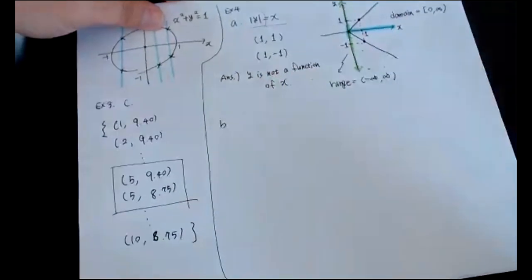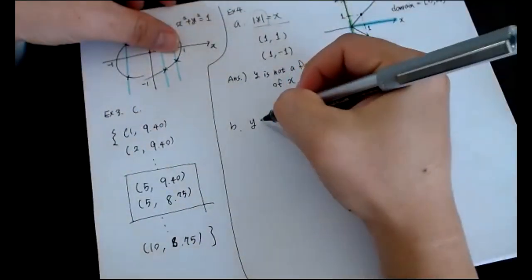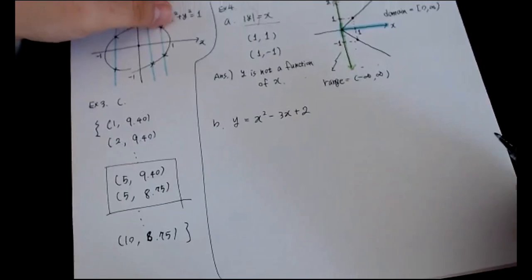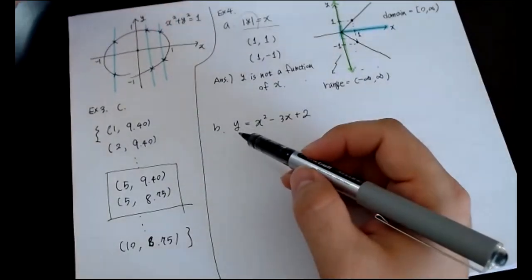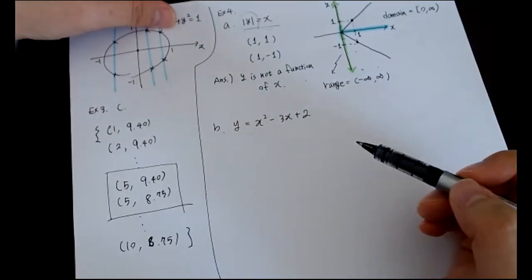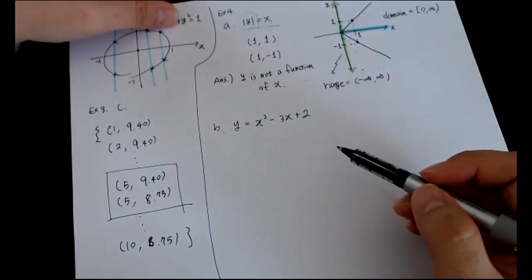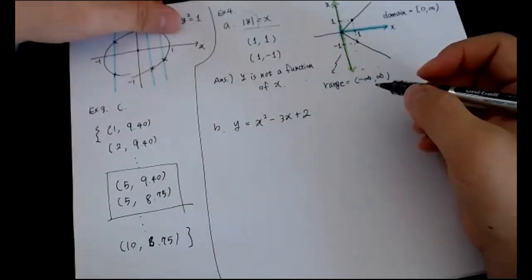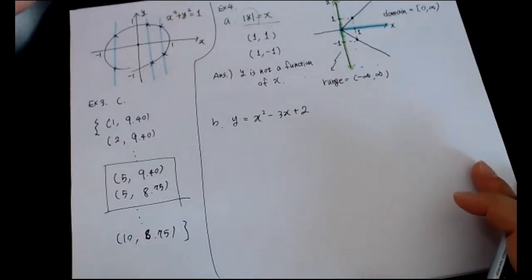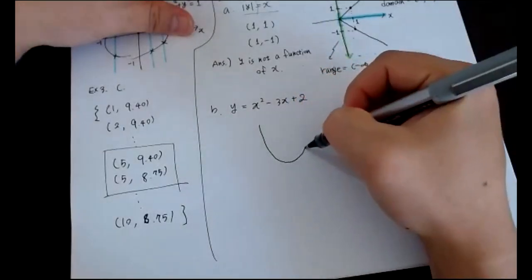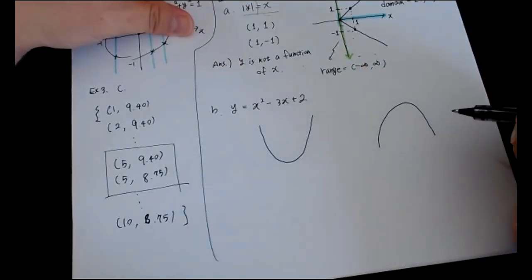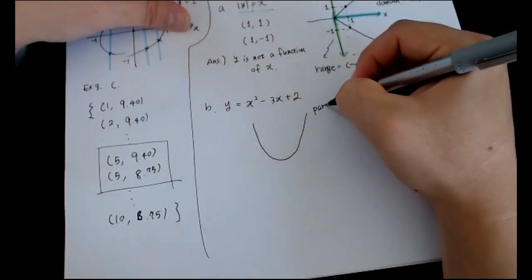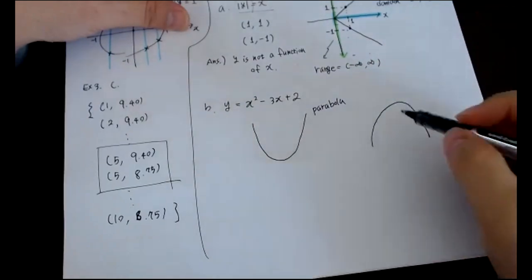Now B: y equals x squared minus 3x plus 2. When y equals 0, plug in 0 into y, then we're gonna get a quadratic equation, right? Instead of 0, we have y on the left-hand side. So this is called a quadratic equation. The graph of a quadratic equation should be either like this or like this. It's called a parabola: a parabola that opens up, and a parabola that opens down.